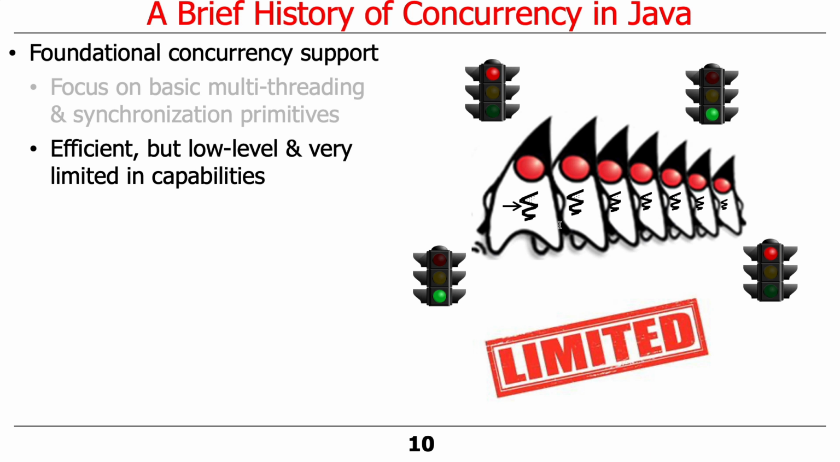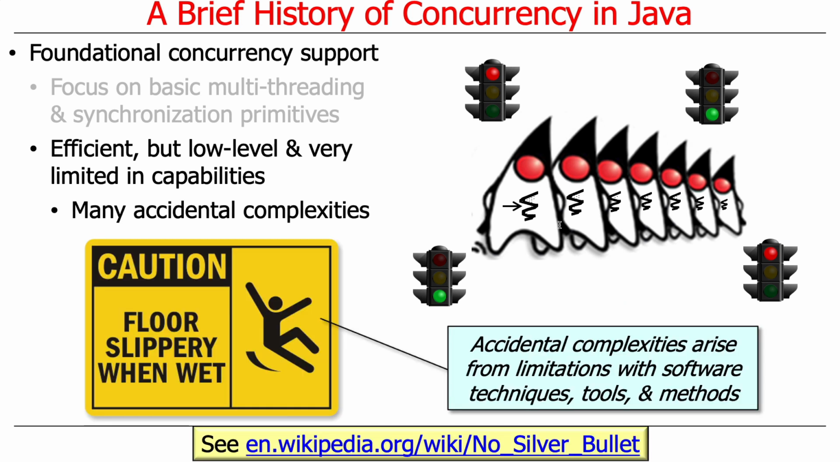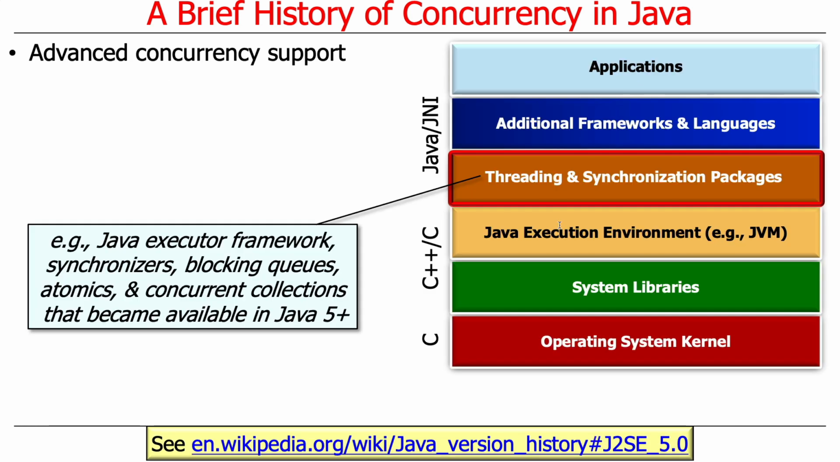So if we're going to analyze this particular approach, it's efficient in the sense that it's very low level, close to the hardware, close to the operating system, the underlying machine that's doing the processing. But it's very low level and very limited in what you can do. There's all kinds of opportunities for accidental complexities. And accidental complexities are problems that arise from limitations with software techniques, tools, and methods. So race conditions, issues with deadlock, other problems of inefficiency and so on. Those are the problems with programming in that style of Java.